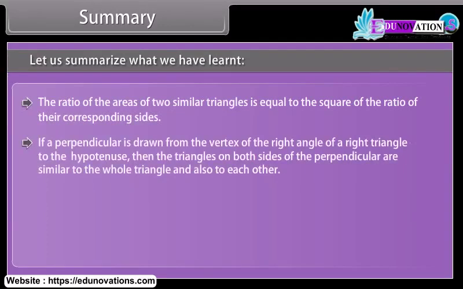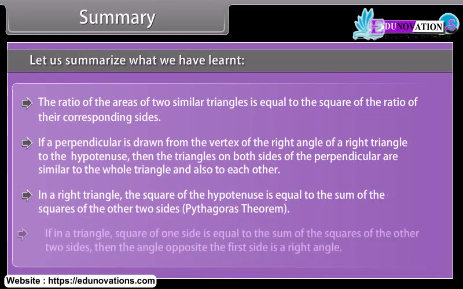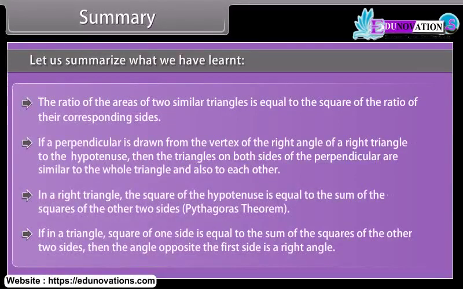If a perpendicular is drawn from the vertex of the right angle of a right triangle to the hypotenuse, then the triangles on both sides of the perpendicular are similar to the whole triangle and also to each other. In a right triangle, the square of the hypotenuse is equal to the sum of the squares of the other two sides, Pythagoras' theorem. If in a triangle, the square of one side is equal to the sum of the squares of the other two sides, then the angle opposite the first side is a right angle.